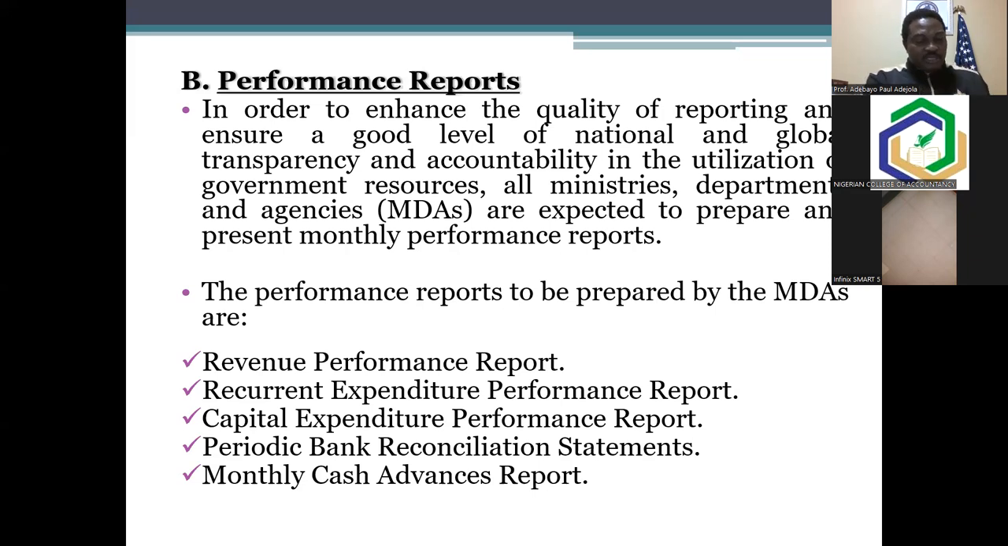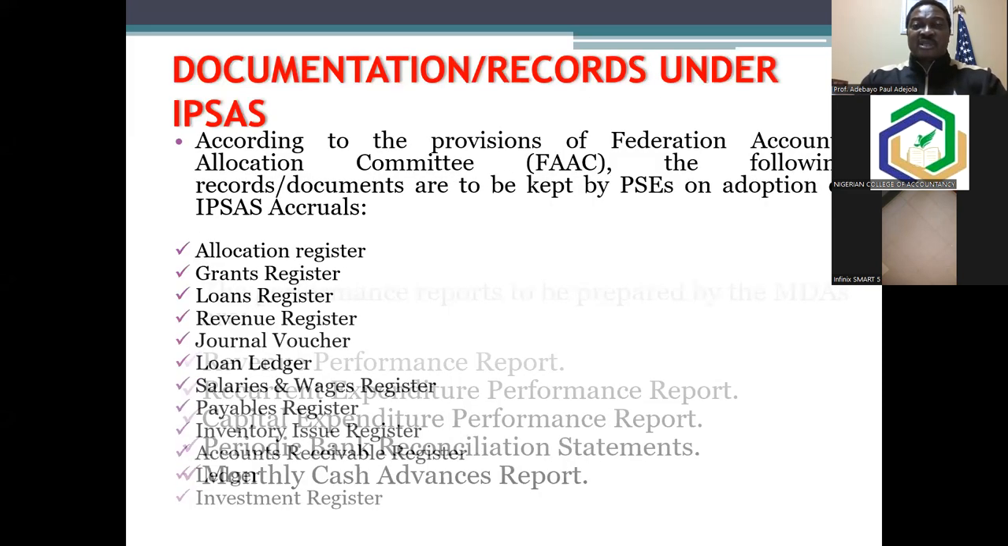After the opening statement of financial position, when you convert for the first time, then after preparing all those statements prescribed by IPSAS 1, that's General Purpose Financial Statement, the next report expected of ministries, departments, and agencies to prepare is what you are seeing on the screen. Performance reports. There are five of them: revenue performance report, recurrent expenditure performance report, capital expenditure performance report, periodic bank reconciliation statement, the monthly cash advances report. We are going to see all this demonstrated practically today.